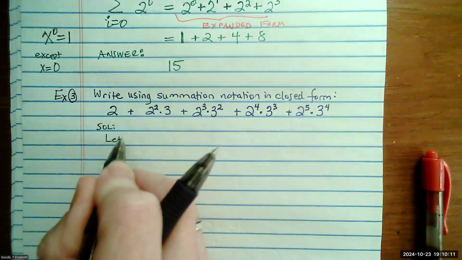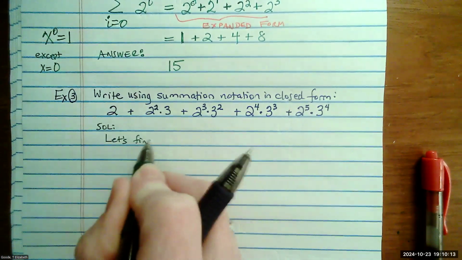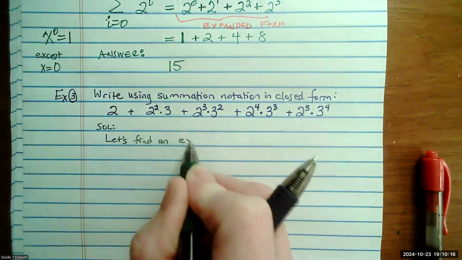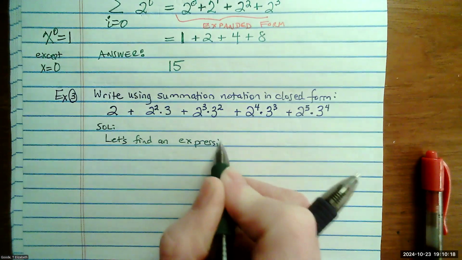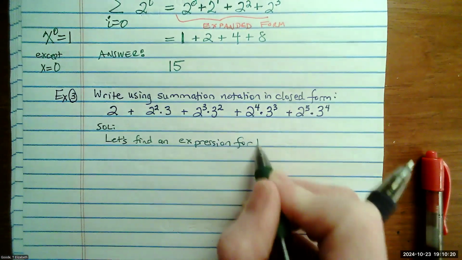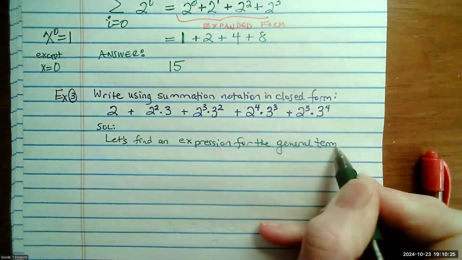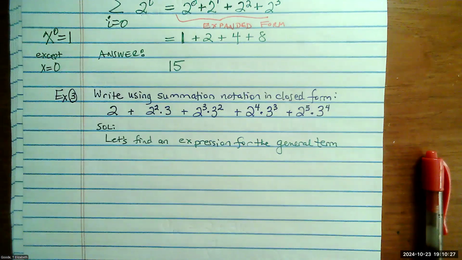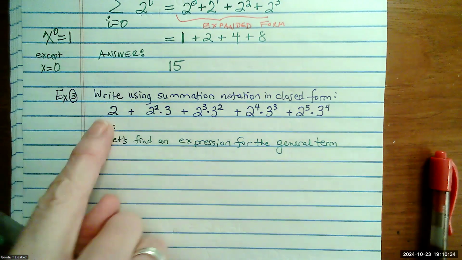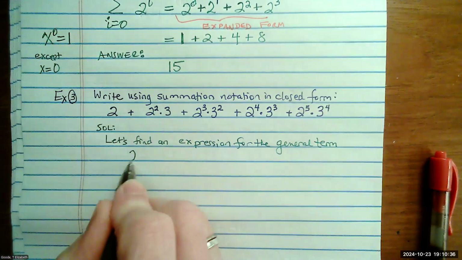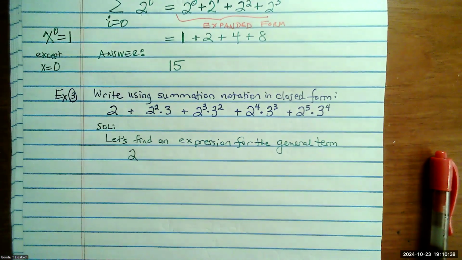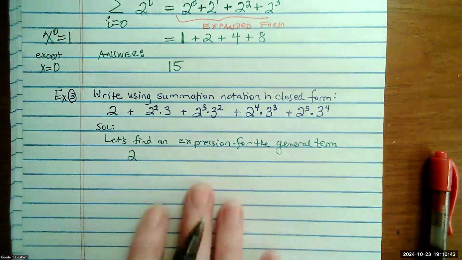So let's find an expression for the general term. When we look at this first term, again, it's kind of like it was in the first example. There's not a lot going on with that. We'll come back to it. Once we figure out what's really going on, we can come back.